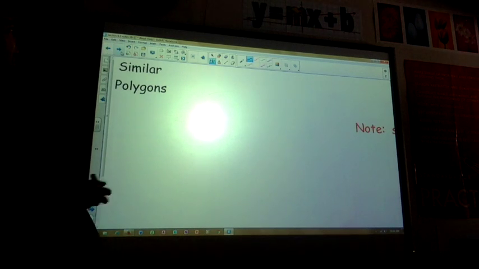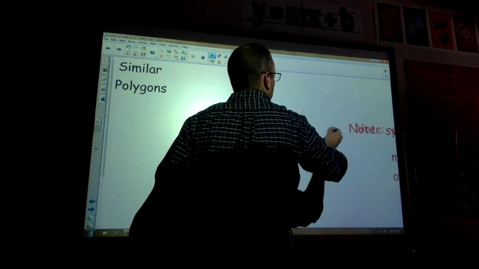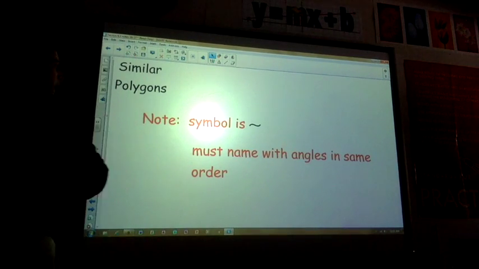Okay, similar polygons. Simple as that. You must name the angles in the same order. So if I said you had a polygon ABCD that is similar to a polygon WXYZ, the A and the W are the same, and you go through the angles. So the order of the letters means something.